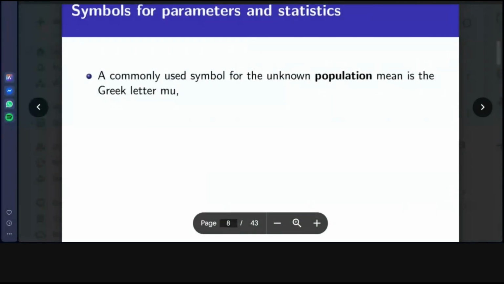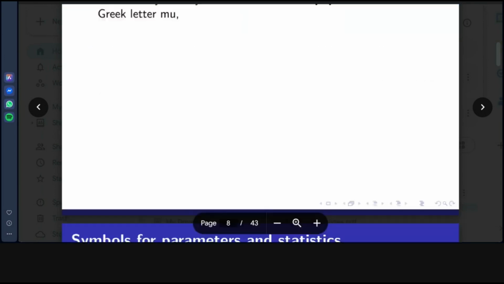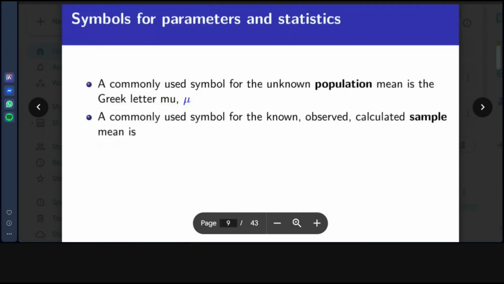So I'm going to introduce some symbols for parameters and statistics. Some you may have seen before, some may be new to you. So the commonly used symbol for the unknown population mean, right? The mean is a number. The population mean is a parameter. It's the mean that belongs to the population. We use the Greek letter mu. It looks like this. Why? Because mu is the Greek m. So we are talking about a mean. So the Greek letter mu is used for this unknown parameter.